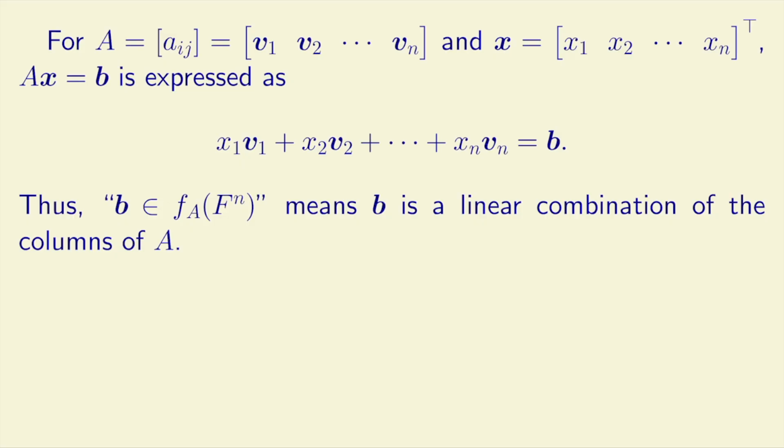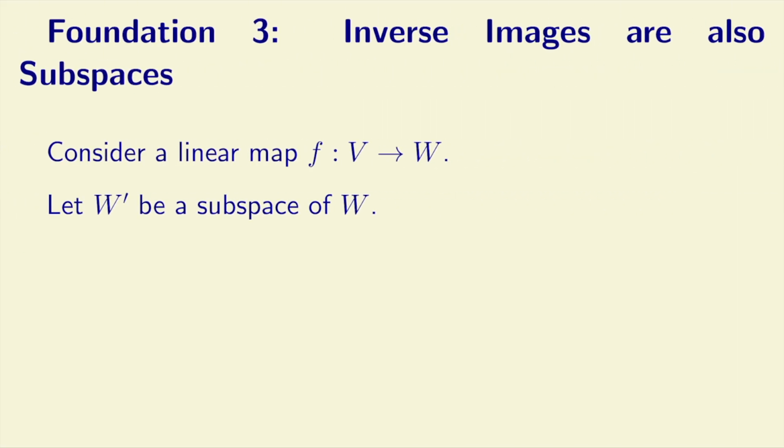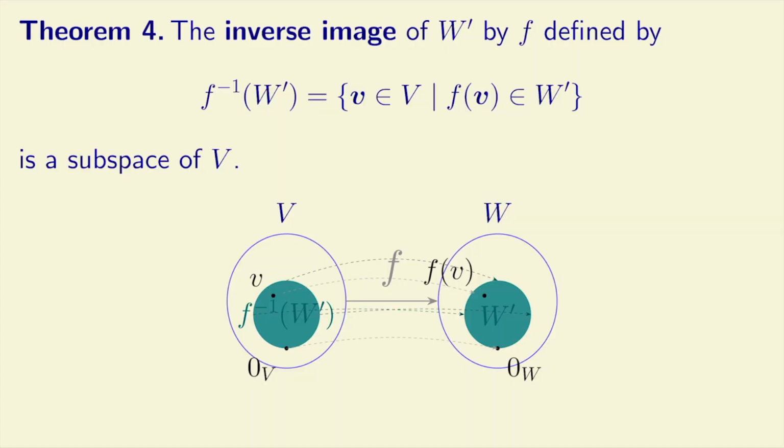Exactly. Now, to answer the second question about uniqueness, we need another foundation, inverse images. Theorem 4 says that if we have a linear map F from V to W, and W' is a subspace of W, then the inverse image of W', which is denoted as F^-1(W'), is a subspace of V. Let me see if I get this. We have a linear map from V to W again. We pick a subspace in the destination space W'. The inverse image, F^-1(W'), is the set of all vectors in V that get mapped into W'.